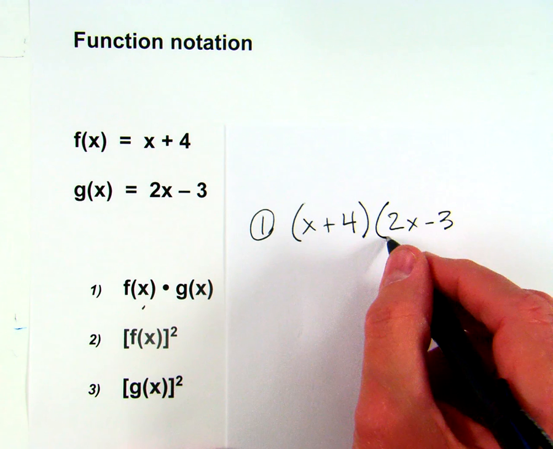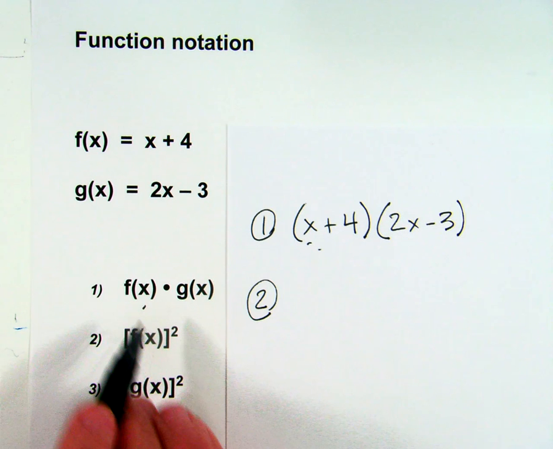Number 2, f of x quantity squared. All of f of x squared. That means that f of x is the base, and I got to write it twice and multiply it. Well, f of x is x plus 4. And again, the parentheses, because it's got to be the whole thing. I need to write it twice and then multiply it out, like we've just been doing.